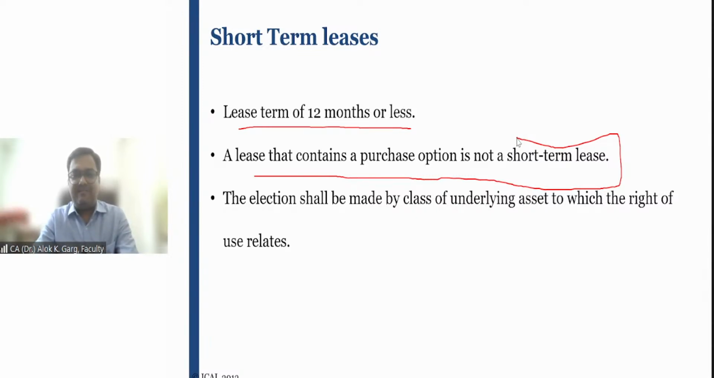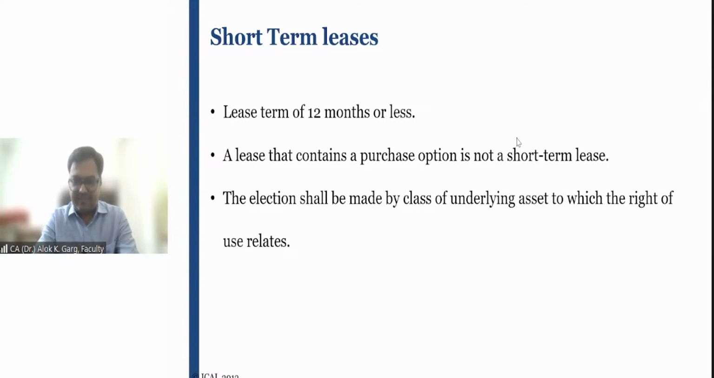Please tell me quickly. The lessee has entered into a lease contract for 10 months with a renewal option of 6 months, right? The lessee is reasonably certain that he is going to avail the renewal option. So my question is, what is the total lease term? Question number 1. Question number 2, whether the lessee can avail this short-term lease exemption.